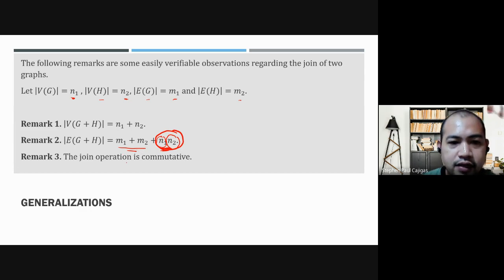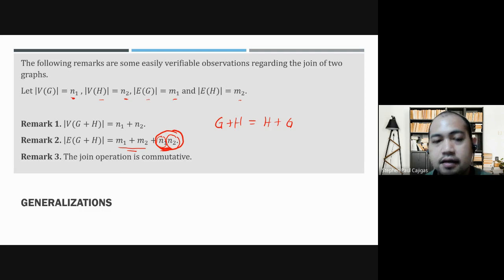The third remark is that the join operation is commutative. Commutative meaning kung may daka nga ni G plus H, this is just the same as H plus G. Okay? So that is for the concept of the join of two graphs.